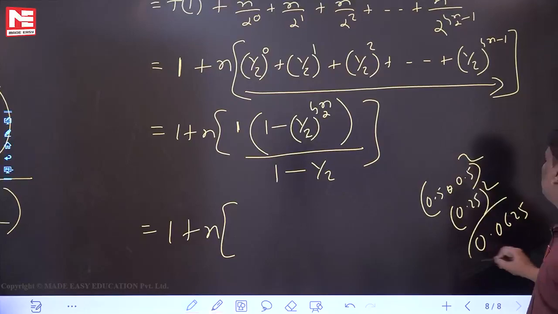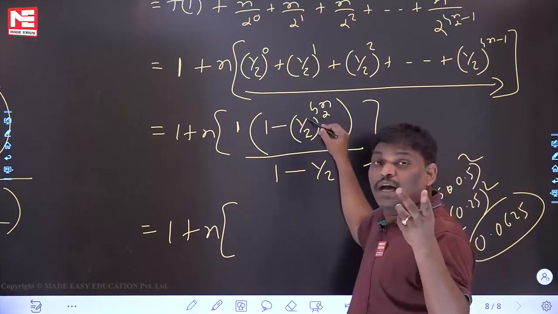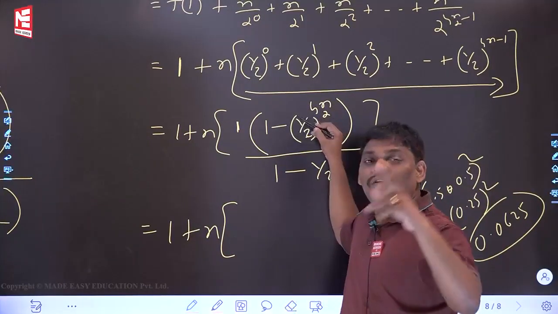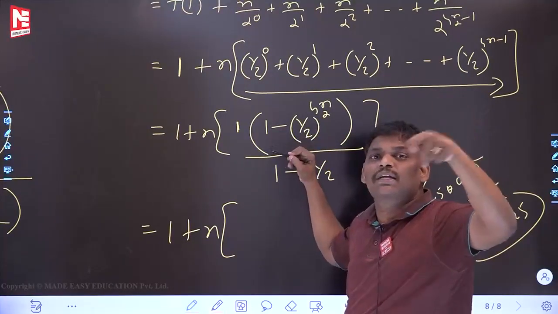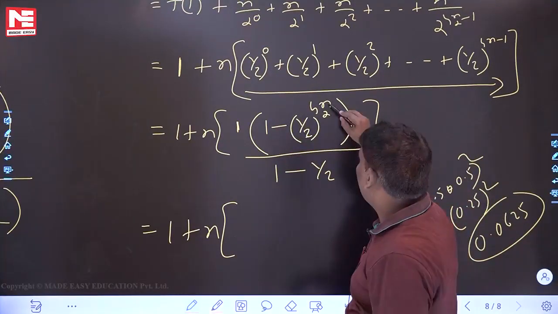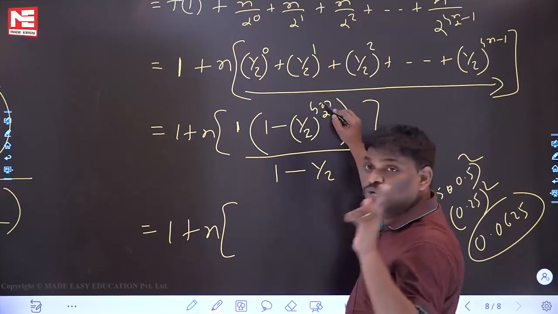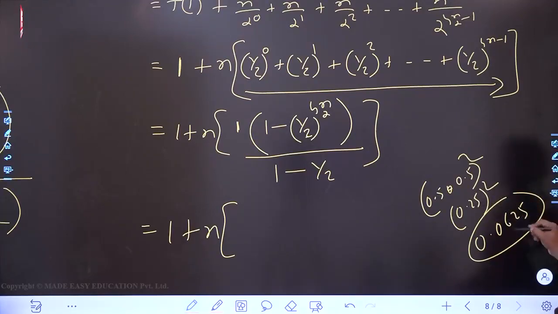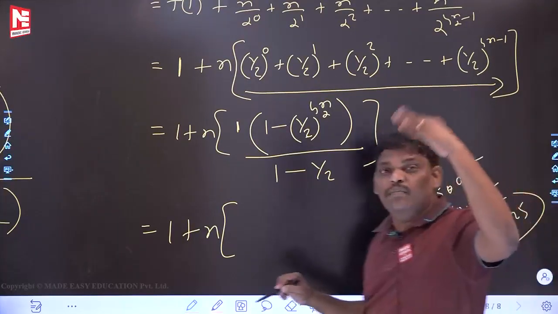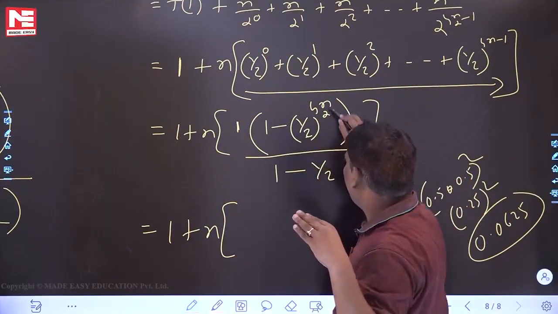What is the meaning of this? R value is already less than 1. If anything is less than 1 and you square it, cube it, the value keeps decreasing. If you do it many times, a function of times, this value becomes 0.